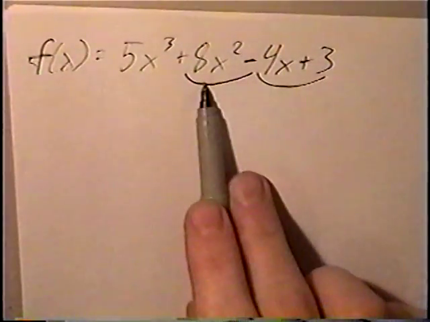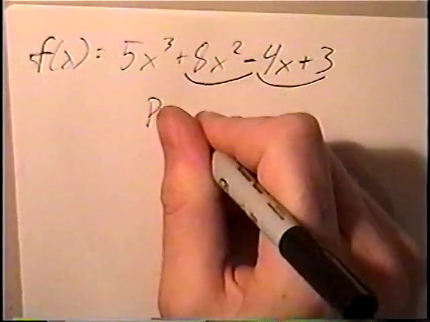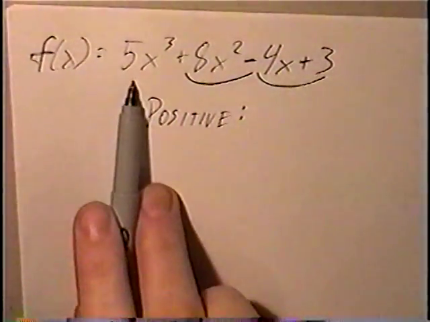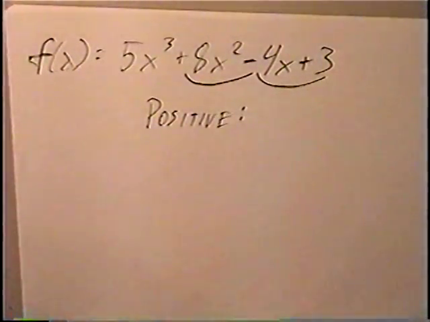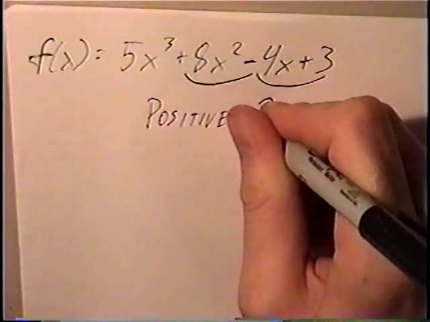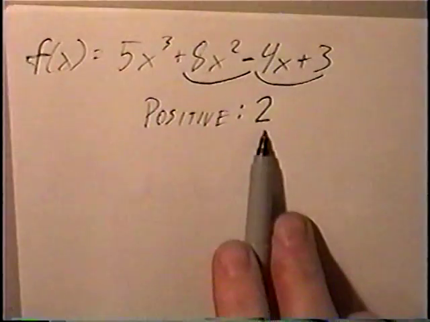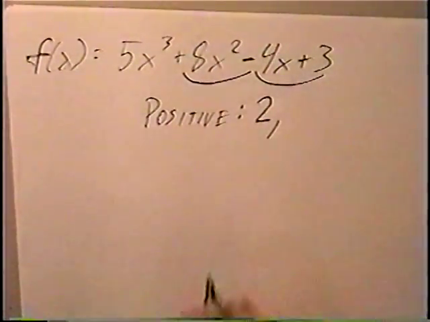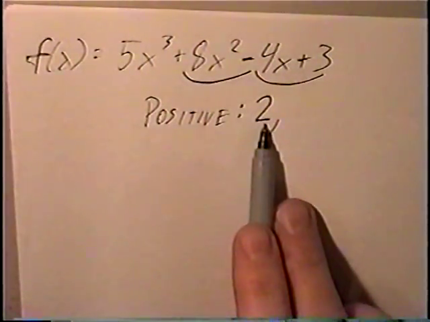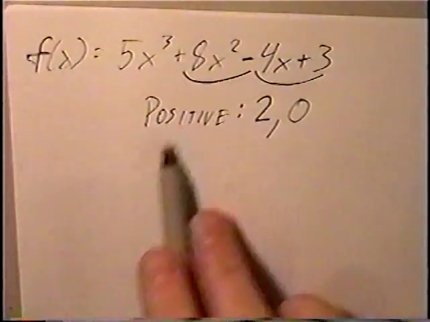So since we have two sign changes, looking back at the definition for positive zeros, positive would be the number of sign changes in the function f of x. Since we had two sign changes, we'll have 2 positive zeros. The second part of the definition, though, says it could be less than by an even number, which means we can take away 2 as many times as possible. So we could have 2 positive answers, or if we take away 2, we could have 0 positive answers.